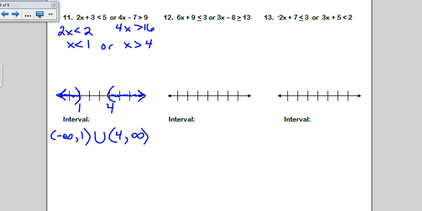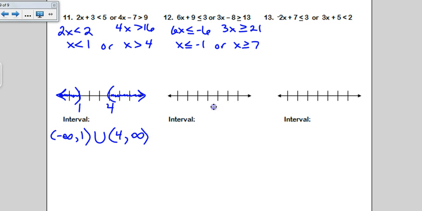Okay, 12, we're going to do the same thing. We're going to solve for the 2 problems individually. So we have 6x less than or equal to negative 6. So x is less than or equal to negative 1. We do not flip our sign there because we didn't divide by a negative. Or 3x greater than or equal to 21. x greater than or equal to 7.